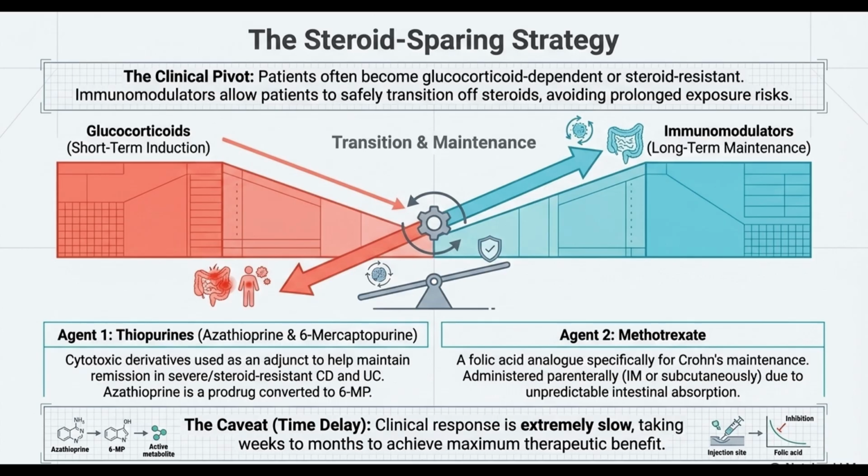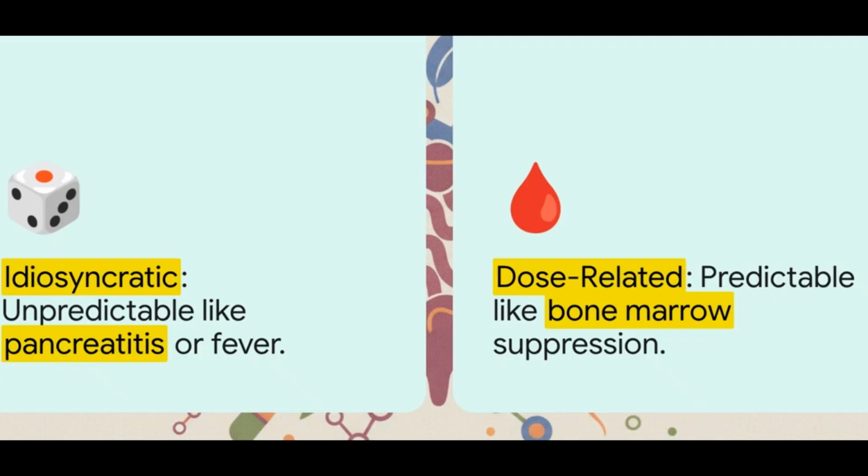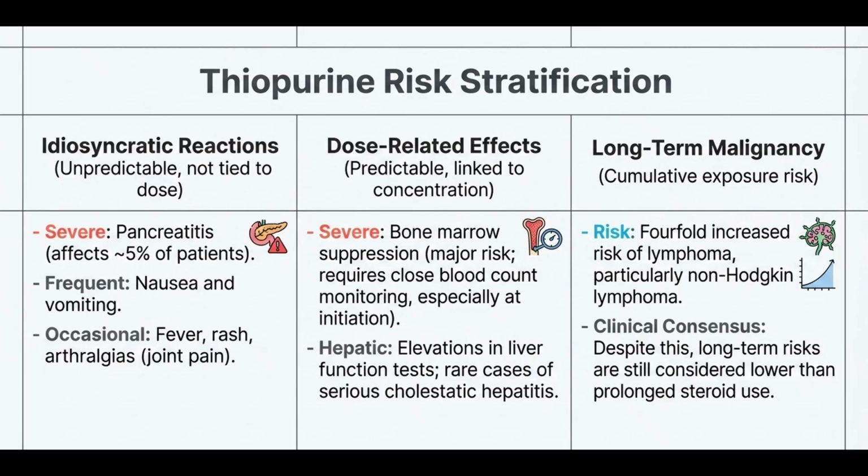They do, however, carry their own risks, which we can divide into a rather elegant clinical toxicology framework with two camps. First, we have idiosyncratic reactions. These are completely unpredictable and not tied to the dose at all. For instance, about 5% of patients will unpredictably develop pancreatitis. Second, we have dose-related effects, which, as you'd guess, are directly tied to the drug concentration. The most significant of these is bone marrow suppression. Since this one is predictable, physicians absolutely mandate careful and frequent blood count monitoring, especially when a patient is just starting the therapy.